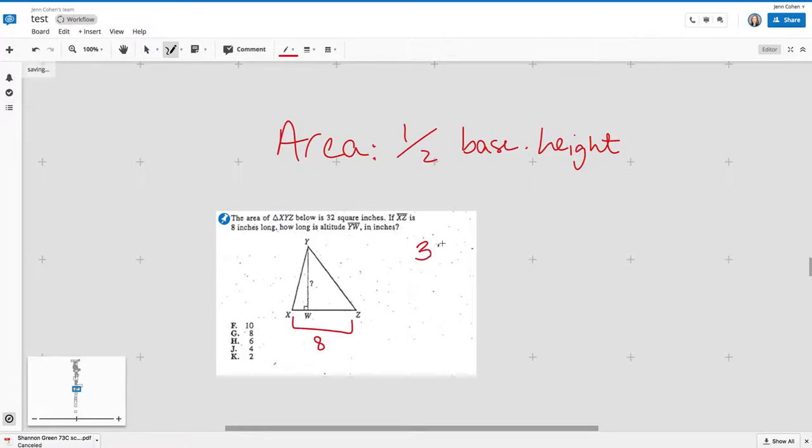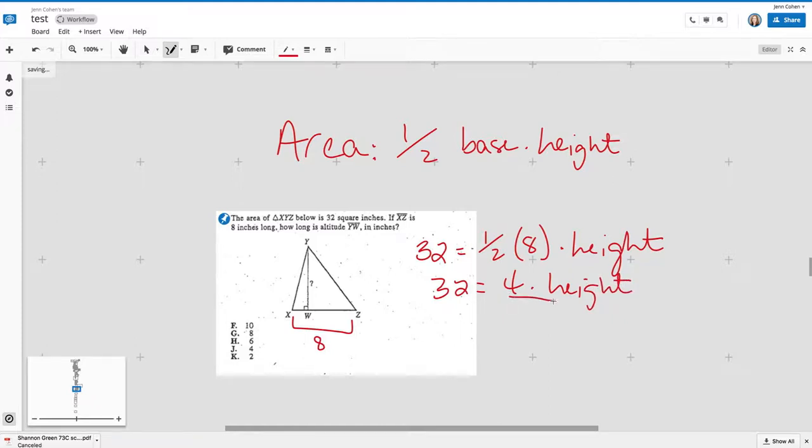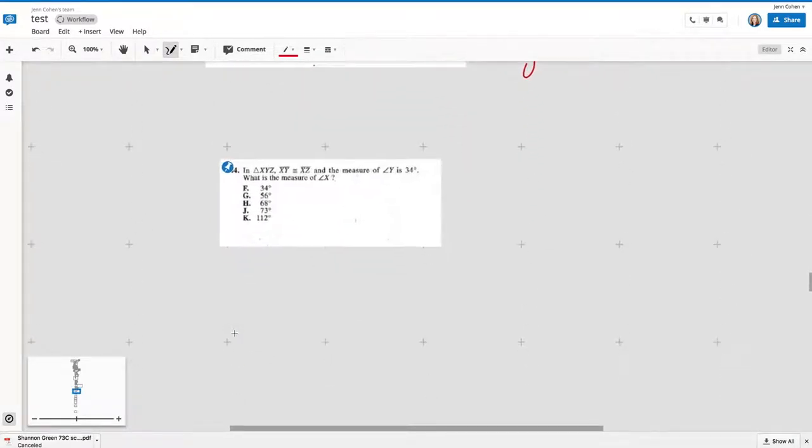So substitute 32 in for the area. 1/2 the base, which is 8, times height. So that'll be 32 equals 4 times the height. Divide both sides by 4. That's going to leave you with 8 equals the height. That's our answer.